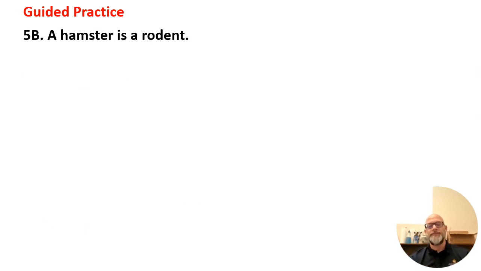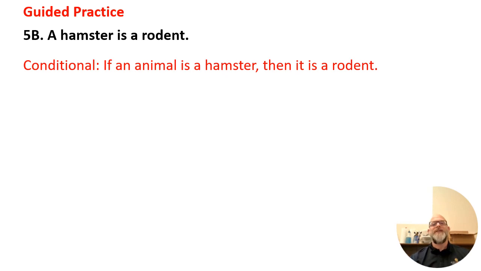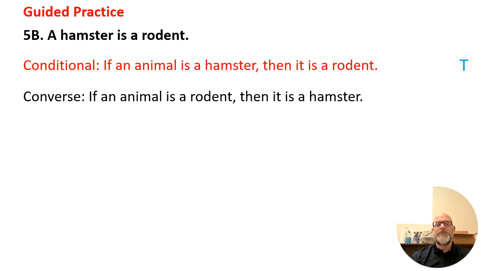Pause, you try. All right. A hamster is a rodent. What's the one word you have to add in here? Yeah. If an animal is a hamster, then it is a rodent. True or false? True. All hamsters are rodents, right? Converse, if an animal is a rodent, then it's a hamster. True or false? False. There's a counterexample. It's very easy to be a mouse. Okay. Sure, a mouse is a rodent, but it's not a hamster.